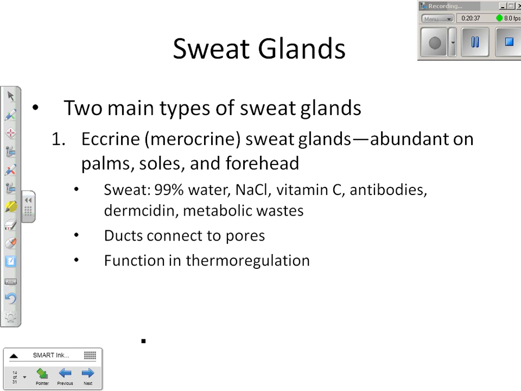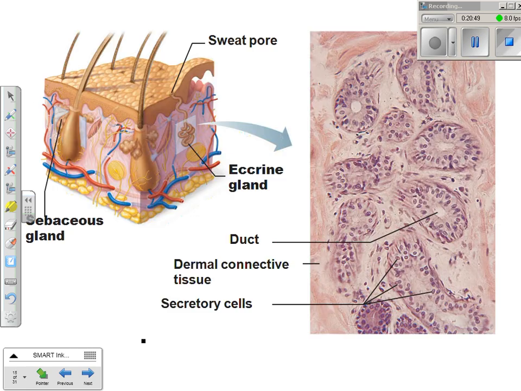These ducts connect to pores, and they do function in thermoregulation. This is a way that your body can actually cool down. When you start sweating, it is an attempt for the body to cool down. So as water evaporates off the body, it is a cooling mechanism. And so you can see here is an eccrine sweat gland right here. And you can see a microscopic picture there of the cuboidal tissue surrounding those glands.